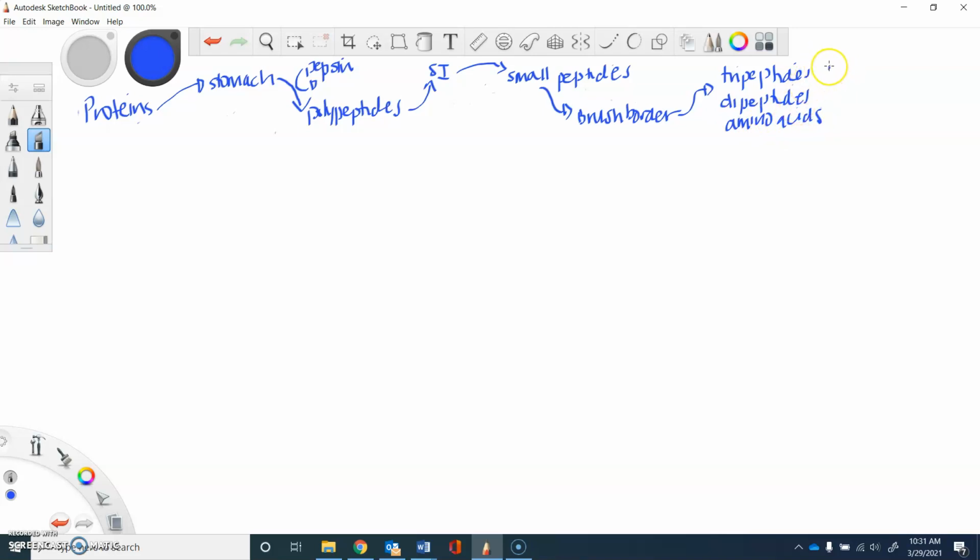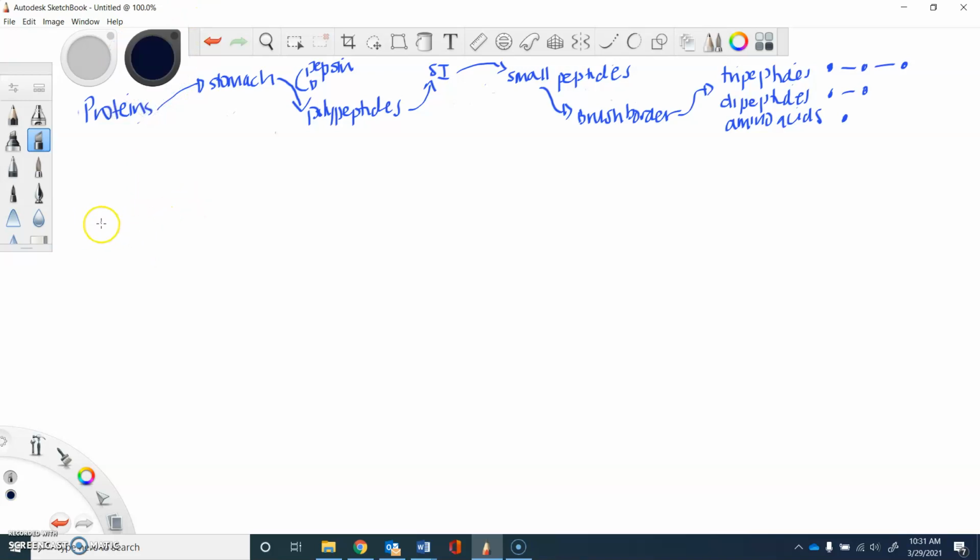So don't forget, a tripeptide is 3 amino acids linked by a peptide bond. A dipeptide is 2 amino acids linked by a peptide bond, and then an amino acid is on its own there. So those are the 3 ways that proteins are absorbed into the body.